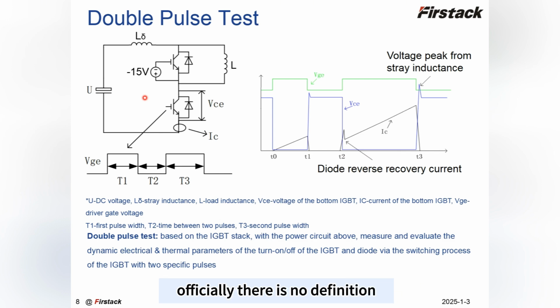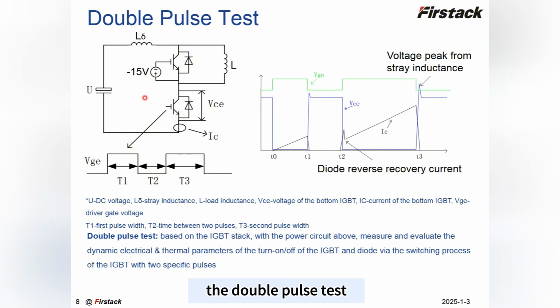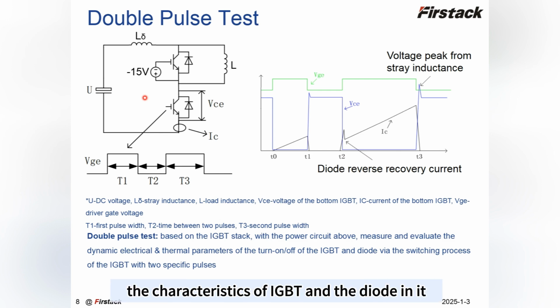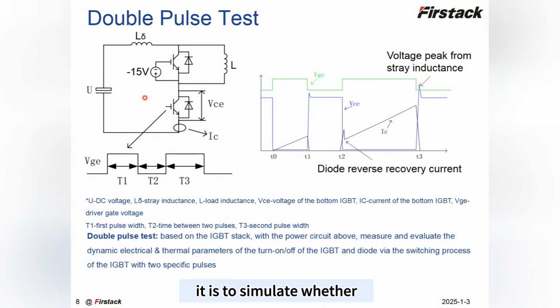Officially, there is no definition of the double pulse test, but based on our actual work and experience, the double pulse test is a method to evaluate the dynamic, electrical, and thermal characteristics of the IGBT and the diodes in it through its two-switching process. In simple terms, it is to simulate whether the switching parameters of the IGBT at a certain voltage and current are in a reasonable range.